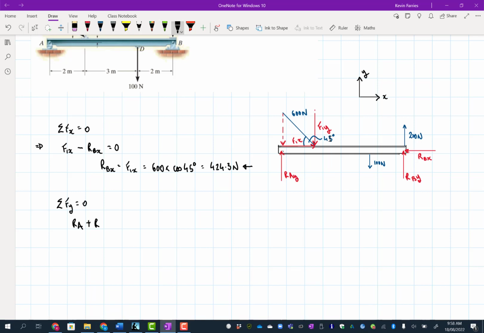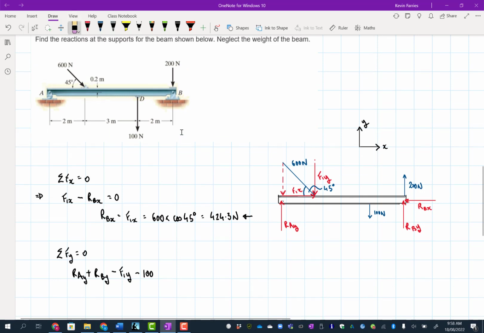So let me just do that, RAY plus RBY. Then, what have we got in the negative direction? It told us to ignore the weight of the beam, so we didn't have to worry about that. But then we've got minus F1y minus 100 newtons. So just going from left to right, and I'm making sure I don't count this twice. This is why I dot these ones, just to make sure I don't count it twice. So F1y is down that way. We've got 100 newtons downwards as well, so that's minus 100.